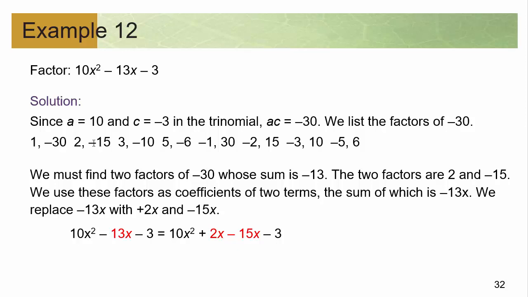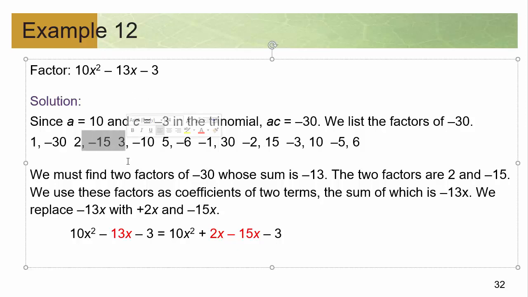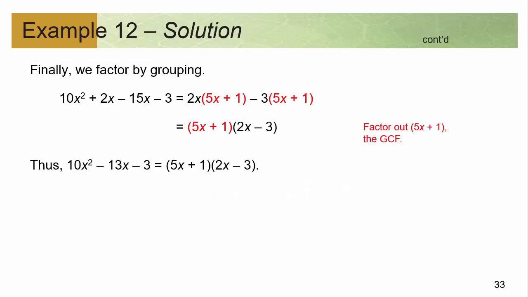So 2 and 15, the difference between those is, hey, 13, right? So 2 and negative 15 gives me negative 13. Over here, negative 2 and positive 15 gives me positive 13. But we wanted the negative 13, so it's going to be these two, negative 15 and 2. It's that simple. There's our two pairs. We split it up, 2x and negative 15, and then go from there.